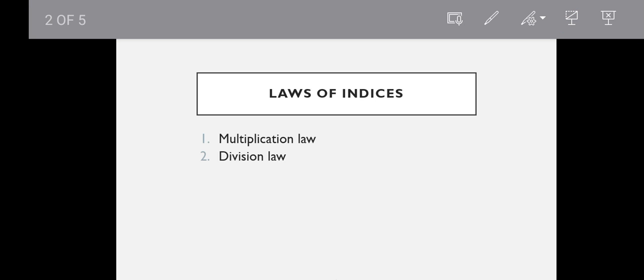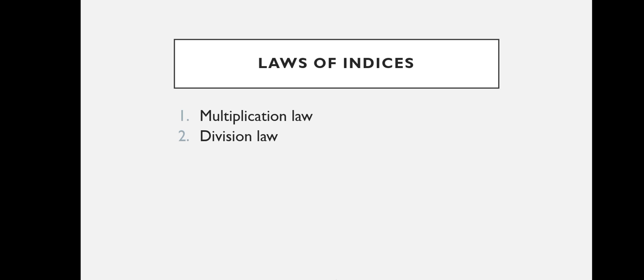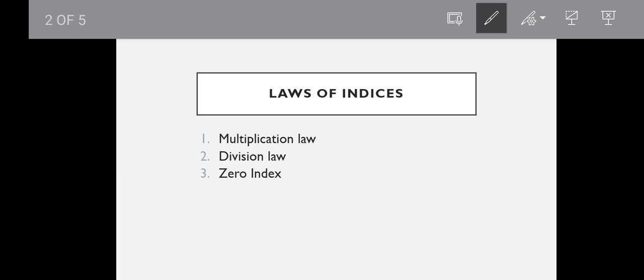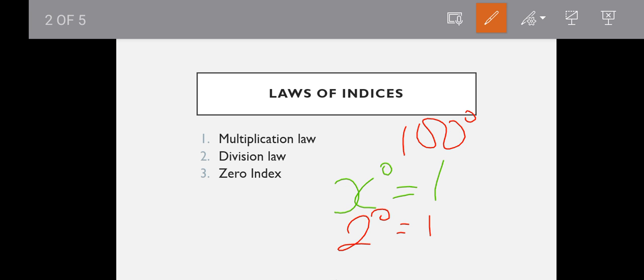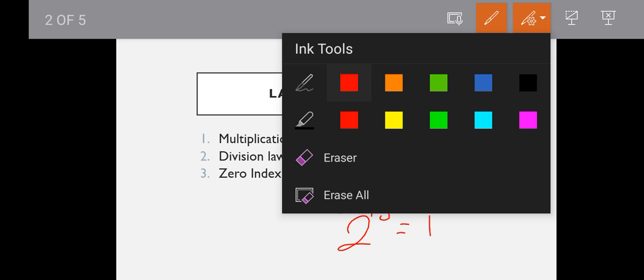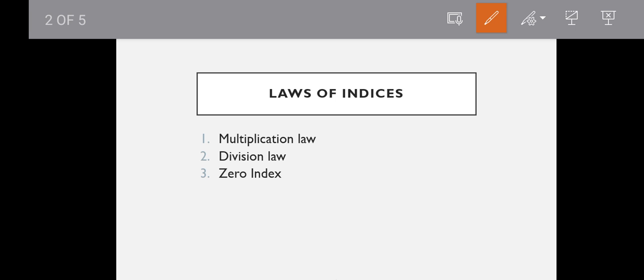All right, so the next that we're going to be looking at is the zero index. The zero index tells us simply that anything raised to power zero is equal to one. So if I have x raised to power zero, it is equal to one. If I have 2 raised to power zero, it is equal to one. If I have 100 raised to power zero, it is equal to one. So anything raised to power zero is equal to one.